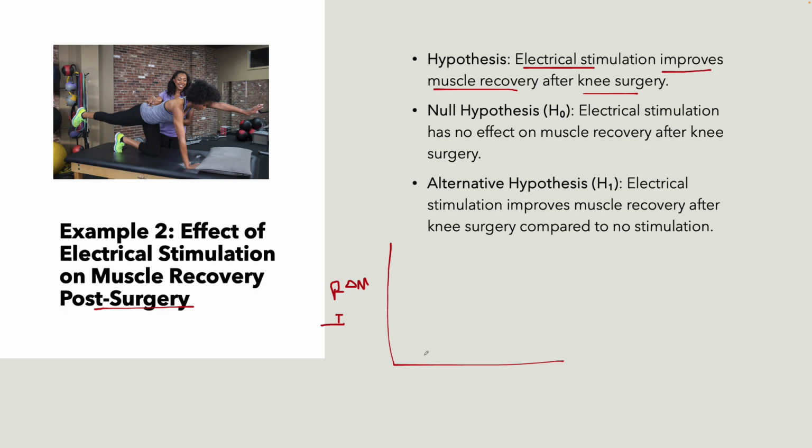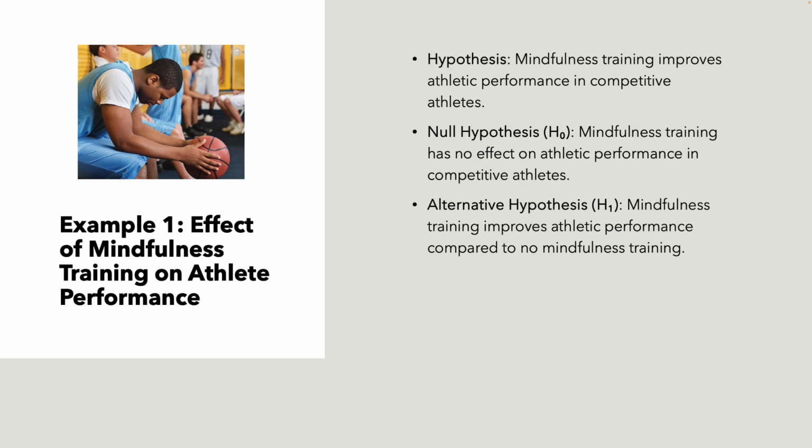So we'll say that the group that had electrical stimulation was here, and the group that did not have electrical stimulation was here. And we can see that the group that had electrical stimulation had significantly higher range of motion. Therefore, we disproved the null hypothesis, but we proved the alternative hypothesis, which was that electrical stimulation improves this recovery. All right, so you guys probably already know this, but like I said, there's some people in class that may not know this information.